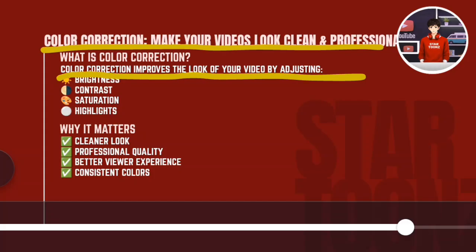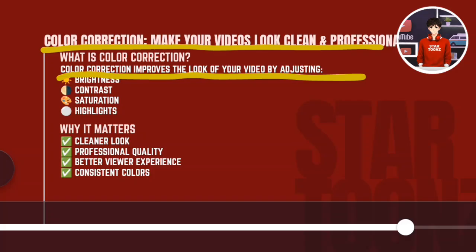Its first goal is not to make the video look cinematic. Its first goal is to make the image look accurate and pleasant. Start by adjusting the brightness. If your video is too dark, increase it slightly. If it's too bright, reduce it. Next, adjust the contrast. Contrast helps separate light and dark areas, making the image look clearer.